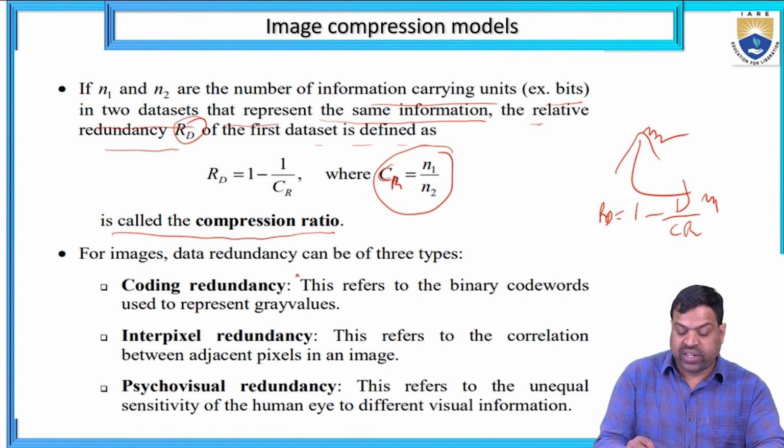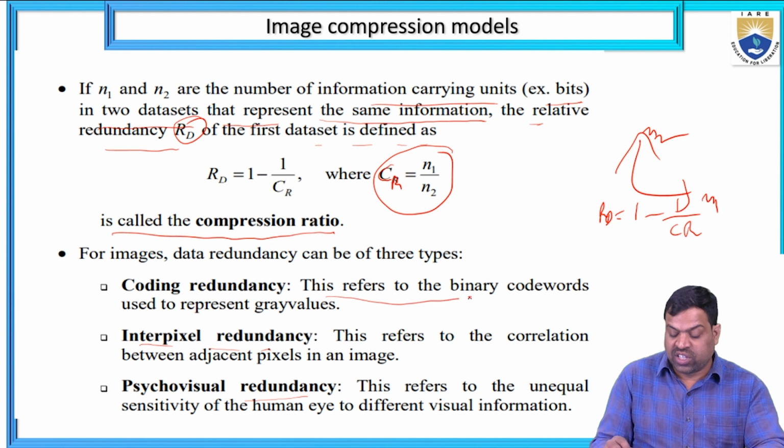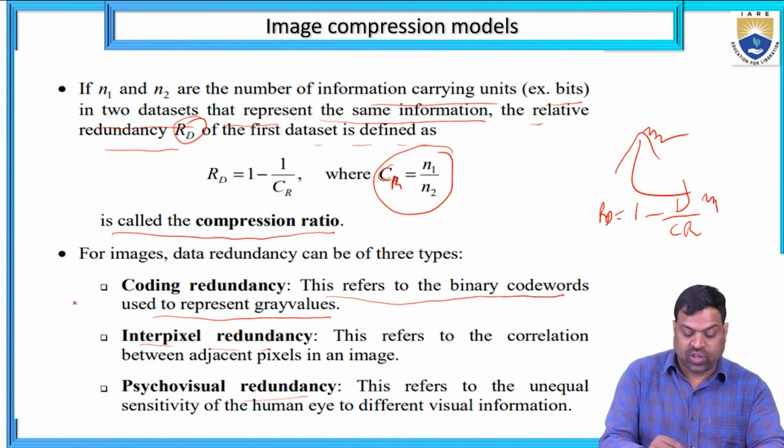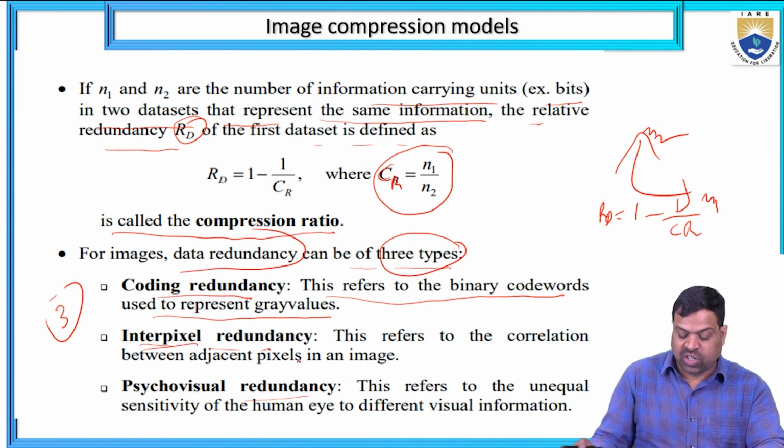For images, data redundancy can be of three types: coding redundancy, interpixel redundancy, psychovisual redundancy. Coding redundancy refers to the binary code words used to represent gray values. Interpixel redundancy refers to the correlation between adjacent pixels of an image. Psychovisual redundancy refers to the unequal sensitivity of the human eye to different visual information. Okay, three data redundancies can be there.